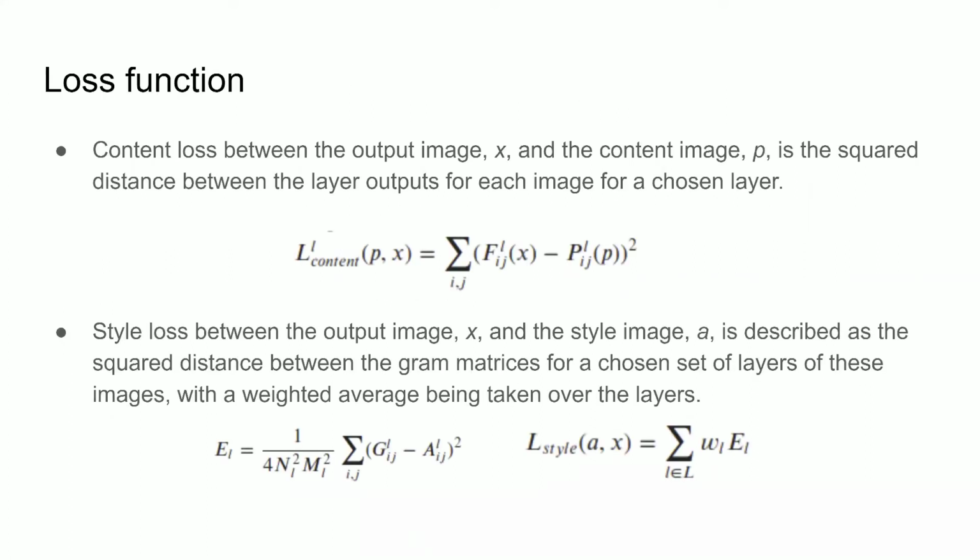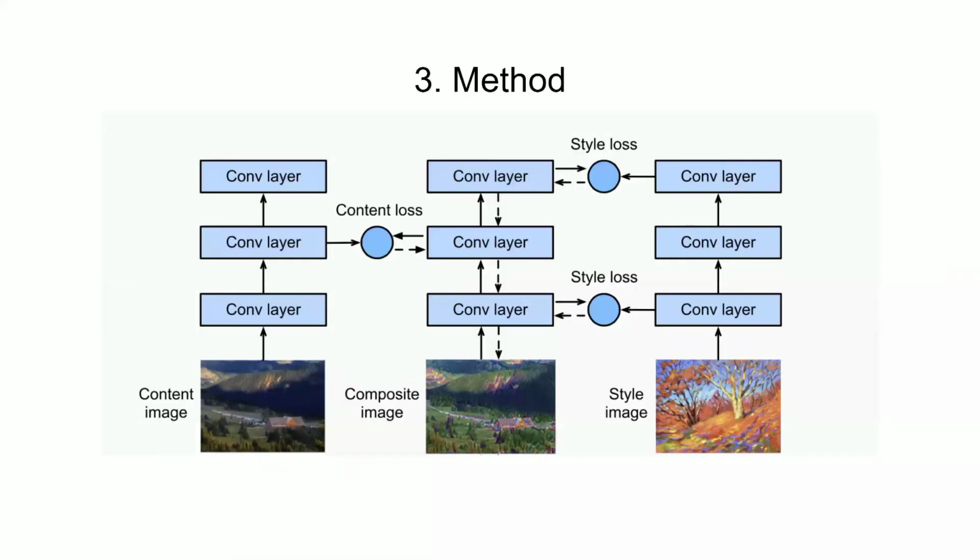The content loss between the output image X and the content image P is simply the squared distance between the layer outputs for each image for a chosen layer. The style loss between the output image X and the style image A is the squared distance between the Gram matrices for a chosen set of layers of these images, with a weighted average being taken over these layers. For our application, the content loss is taken between a single layer of the VGG19 network, whereas the style loss is taken over a subset of the intermediate layers of the pre-trained VGG19 network.